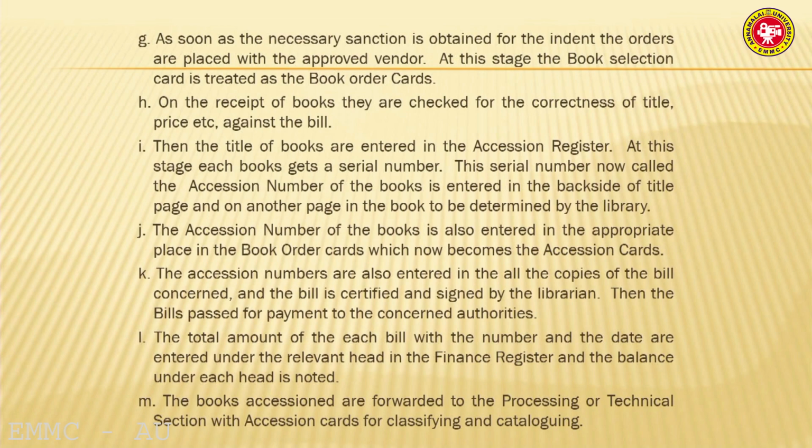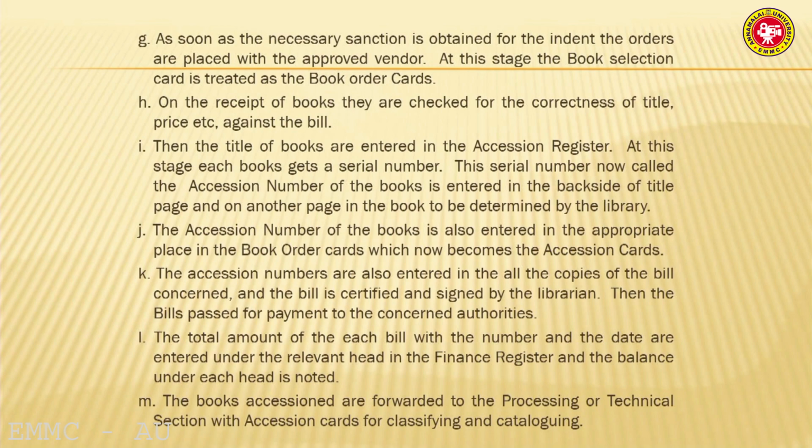Here we have to check whether the same books we requested in the indent are received in our library, and whether the same book is sent by the publisher. Then the titles of books are entered in the accession register after checking. The accession register is maintained by the acquisition section. It is a ledger, a big ledger, the accession register.